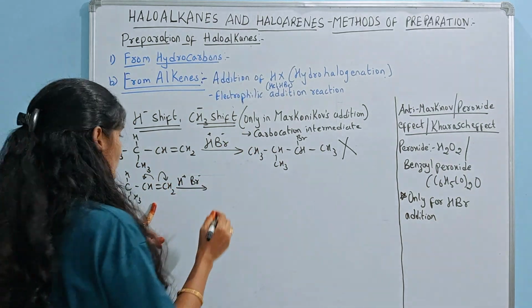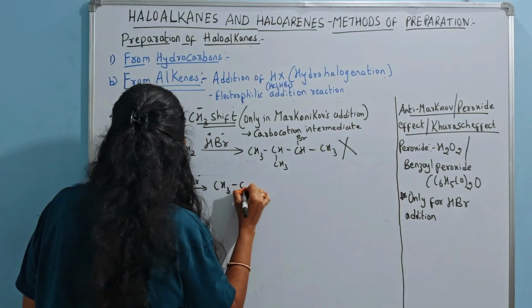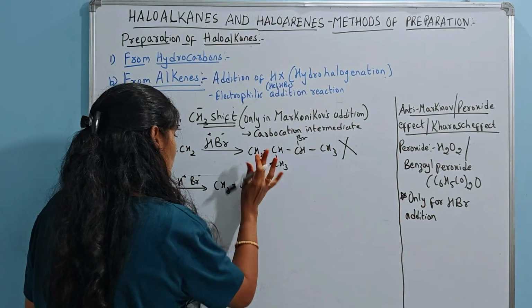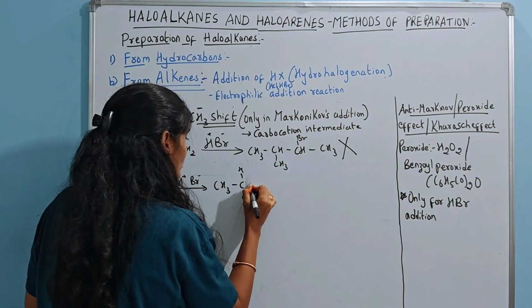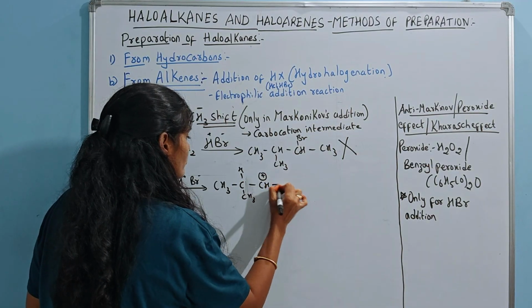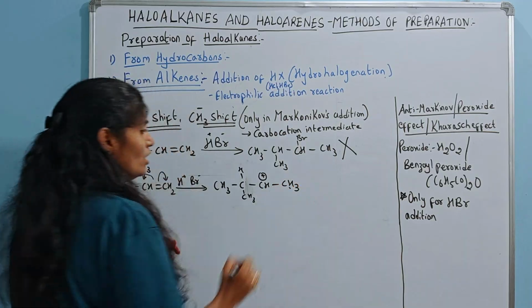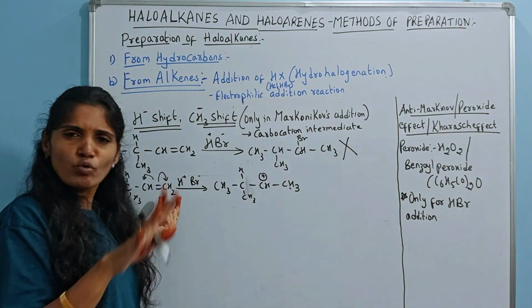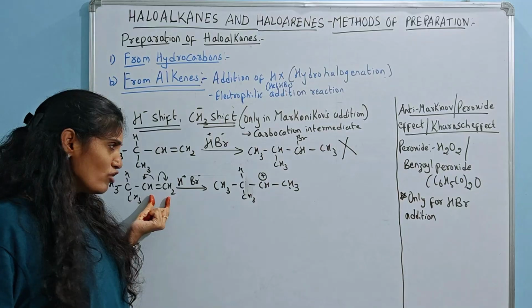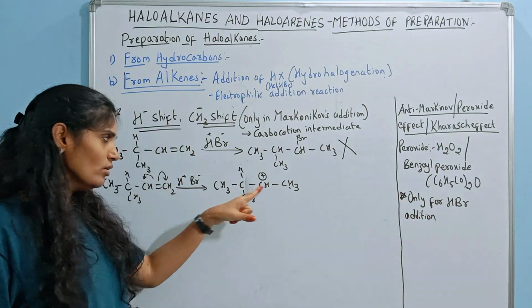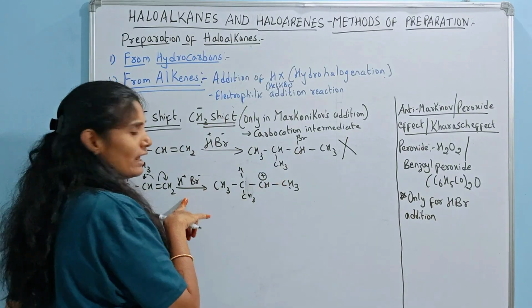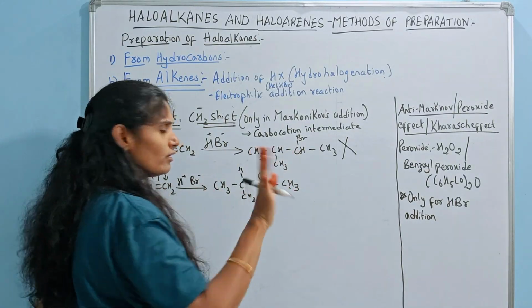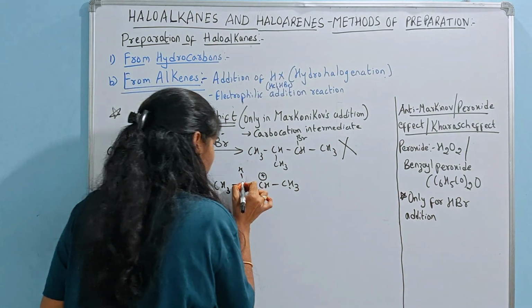So if this happens, what will happen? I will get CH3, CH(CH3), CH, CH3. So this is according to what we have studied till now. I will get my secondary carbocation here. The next step is that Br attacks and I will get Br here. This is the expected one, right? This is the expected one.